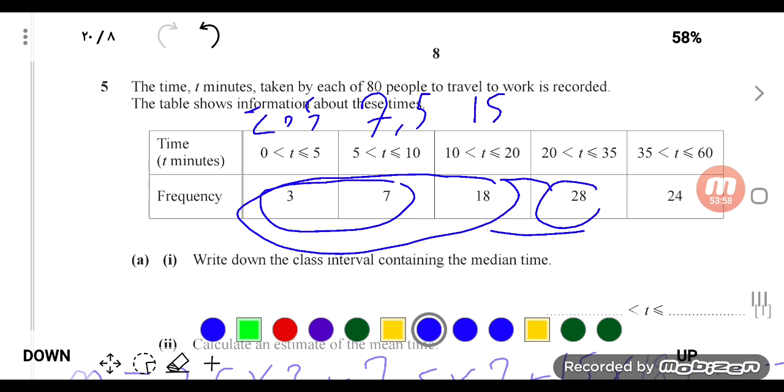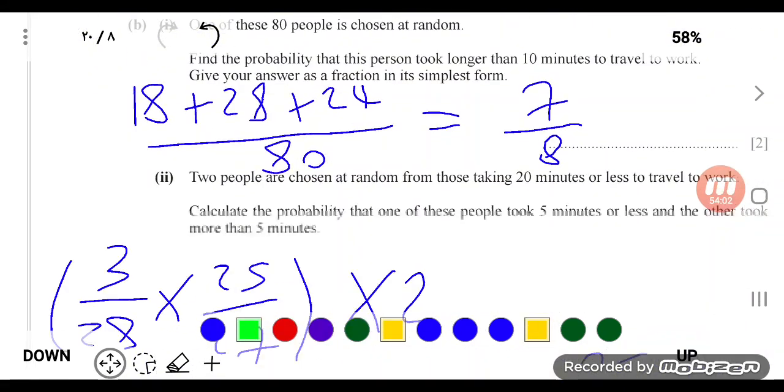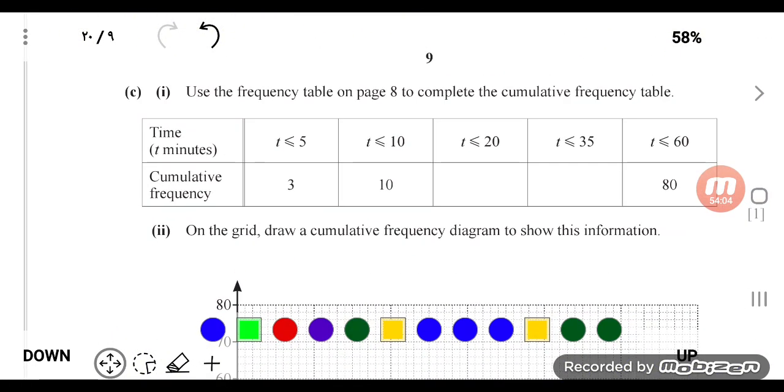So here you have to do the same thing. You go to the table. Less than 5, you have 3. Less than 10, you have 7. Less than 20, you add them. 3 plus 7 plus 18, you get 28. You do the same thing for the other one, and you get 56.